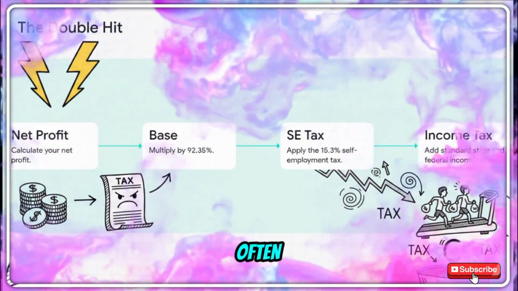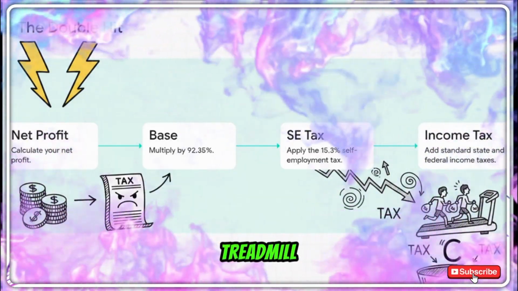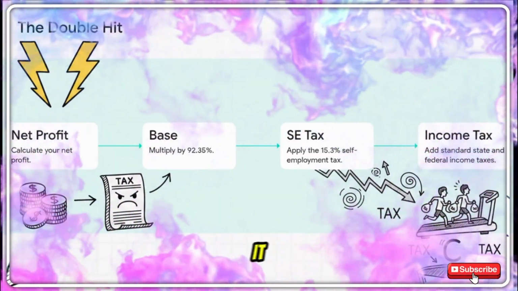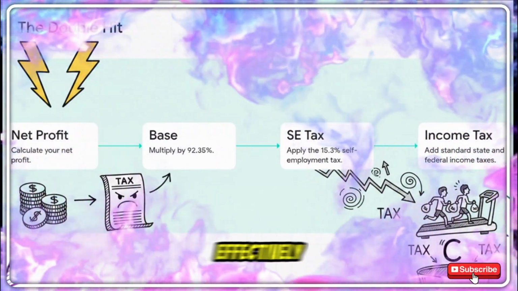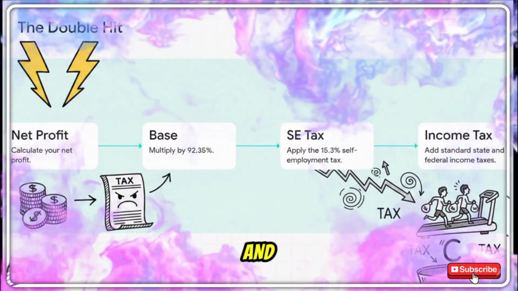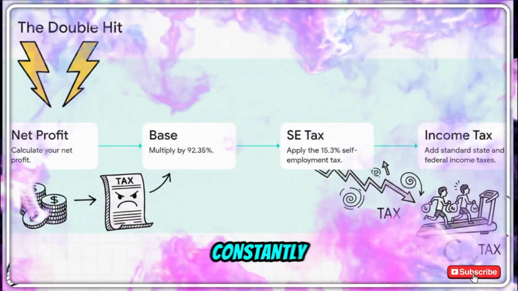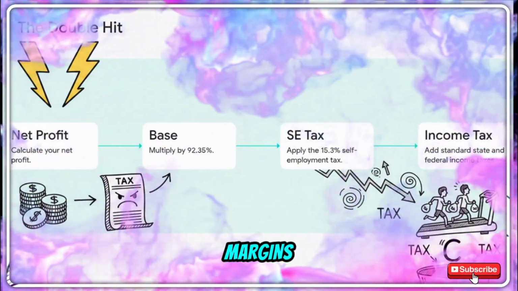Financial analysts often refer to this as the tax treadmill. It creates an environment where it becomes mathematically incredibly difficult to retain enough capital to effectively reinvest, hire, and scale your operations. You're constantly running just to hand your margins over.